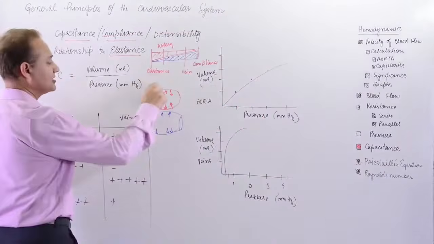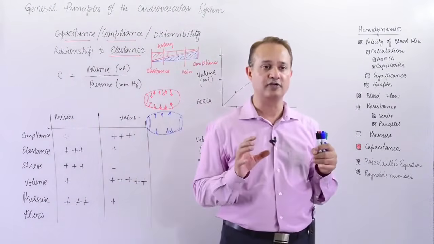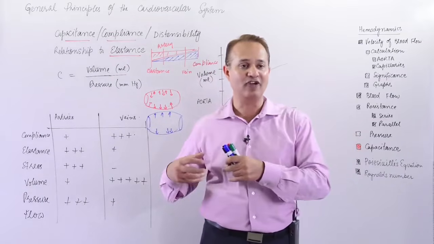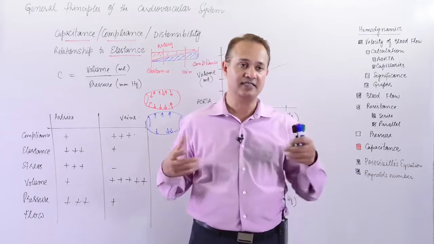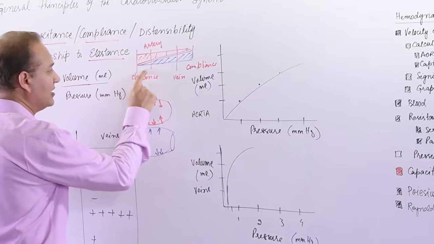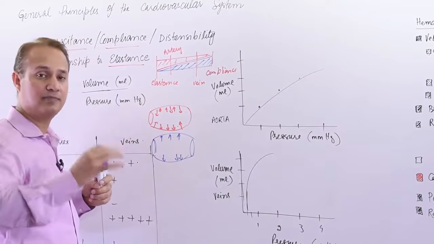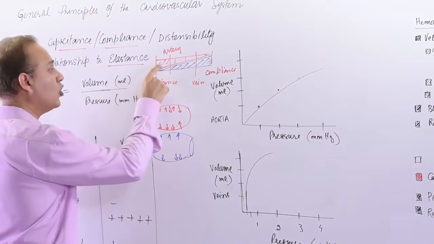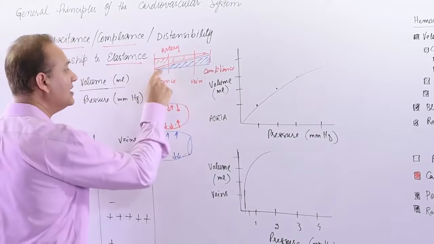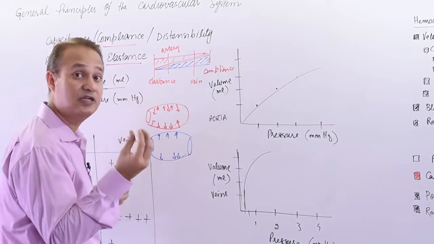Now, in the arteries and veins, this is another area where I see students to be confused very often. They think that all arteries are elastic and all veins are compliant. Actually, you have to see it this way: arteries and veins have relative percentages of elastance and compliance. Arteries are more elastic because they have a lot of elastin fibers and less compliance. Their recoil is more than their stretchability, but they do stretch.